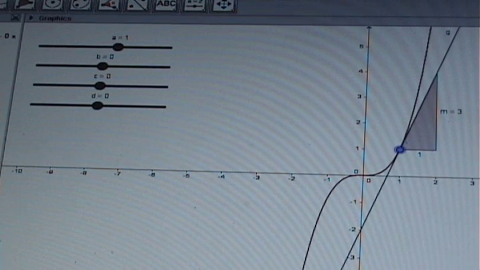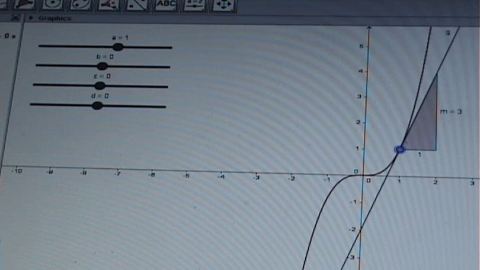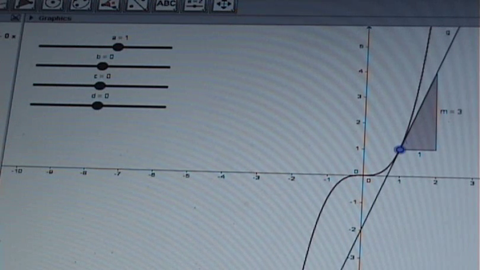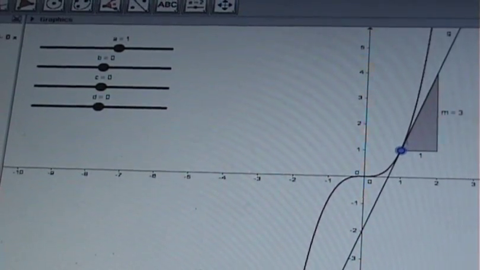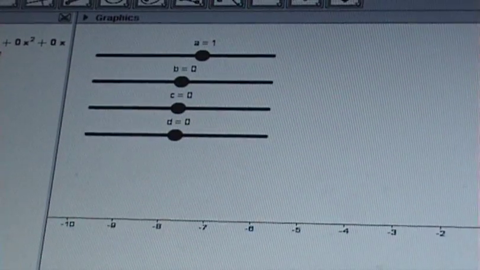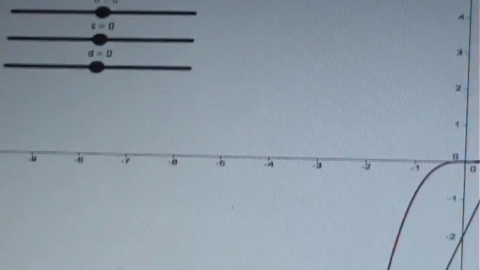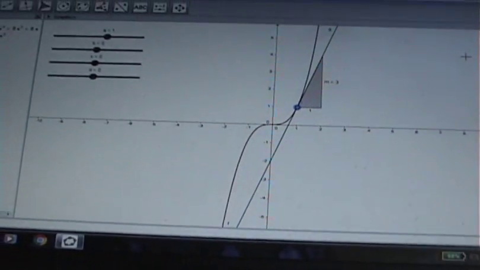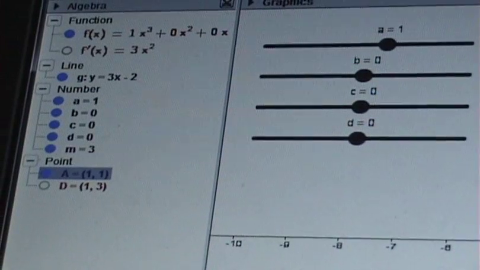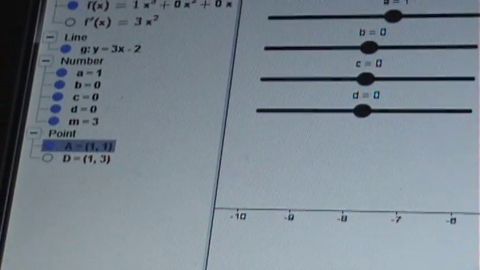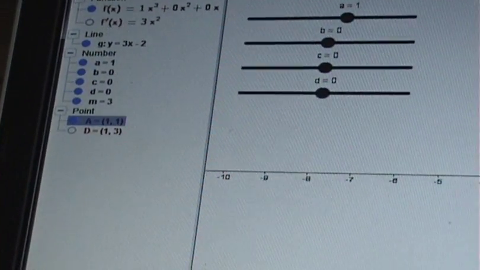Okay, for Project 4 Part 2, we're going to be looking at the relationship between a derivative of a function and the slope of a tangent line to points on the graph of the function. So what I did is I created the parent function of x cubed. So we have 1x cubed plus 0x squared plus 0x plus 0, and our graph just looks like that. You can see the graph in the upper left window if you create this in GeoGebra.